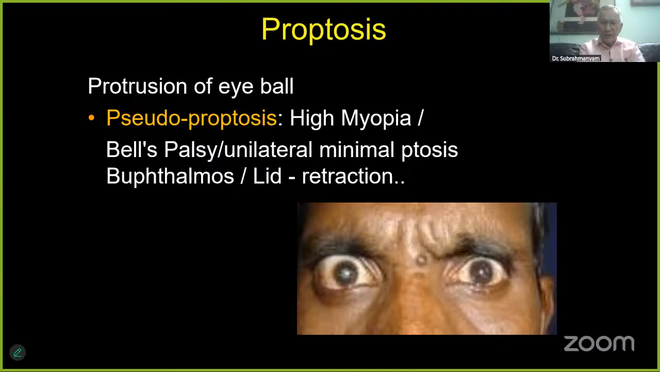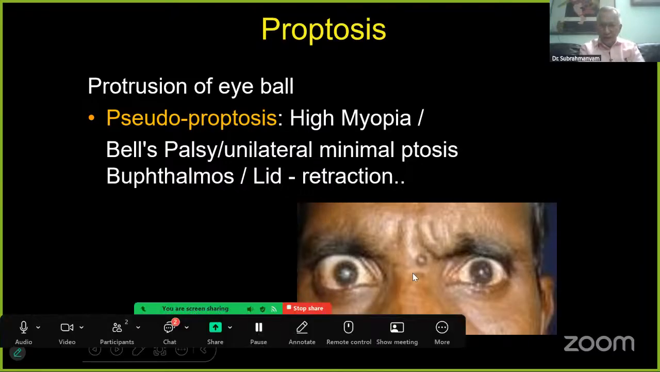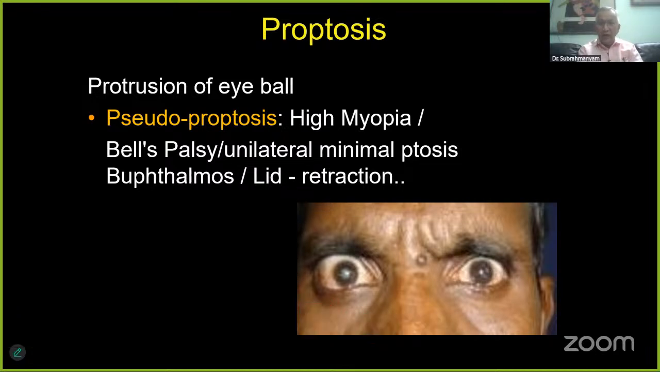Here you can see the patient with lid retraction and a very prominent right eye, looking as if it's a case of thyroid orbitopathy with lid retraction and right eye proptosis. But it's actually a case of Bell's palsy of the right side. And also there is a bit of lid retraction on the left side also. And there is a severe lagophthalmos and corneal involvement, and the mouth and everything got deviated. It's a typical case of Bell's palsy, which can present as pseudoproptosis.